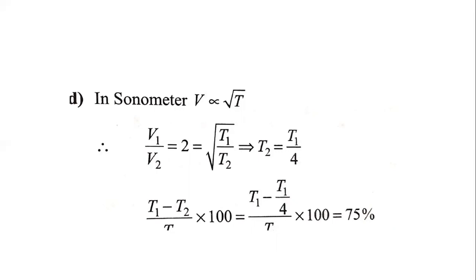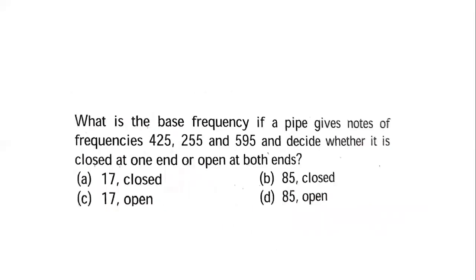Now what is the percentage change in tension? Again, difference in the tension divided by original tension multiplied by 100. So difference will be T1 minus T2, that is T1 by 4, divided by T1, and simplify. What you get is 75%. Let's go to the next question.